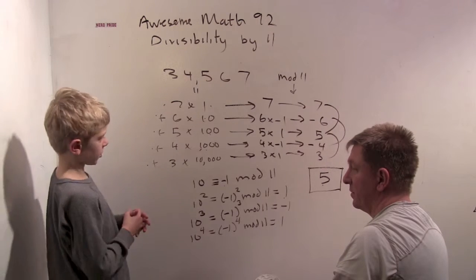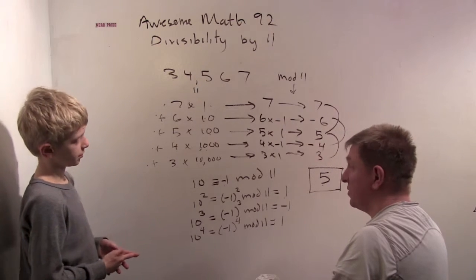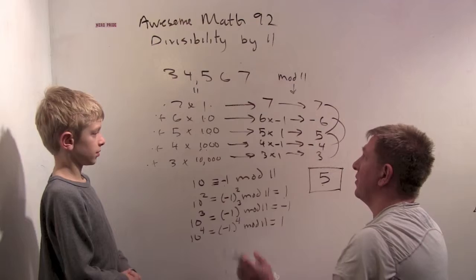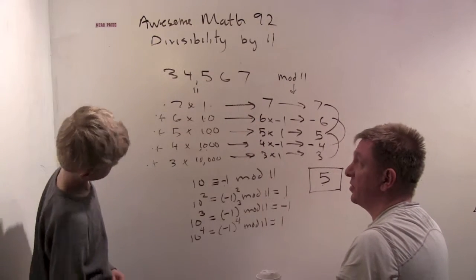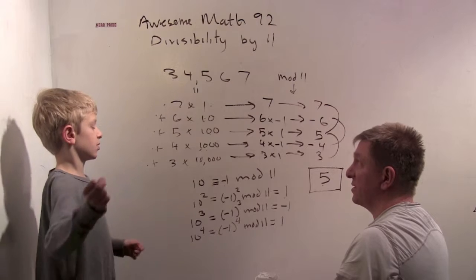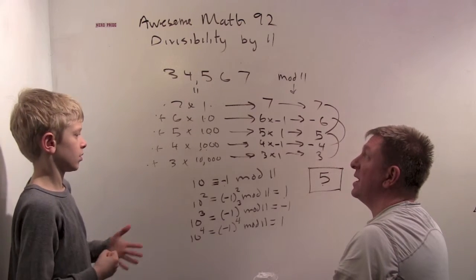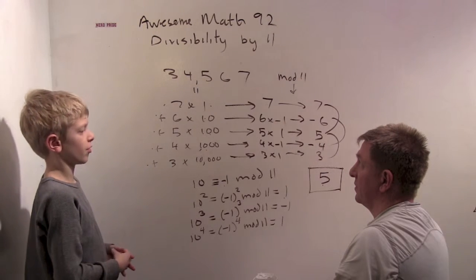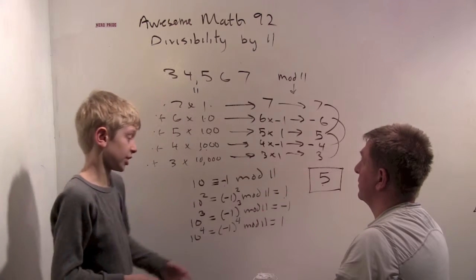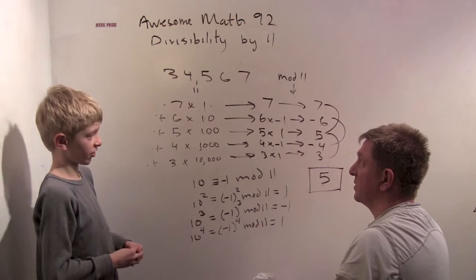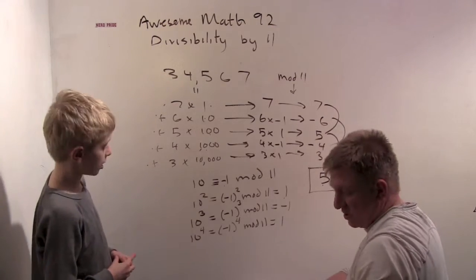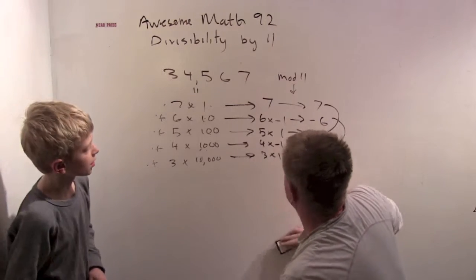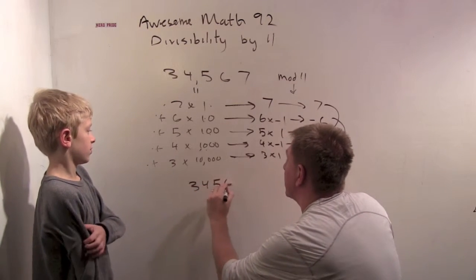But we want it to be congruent to a multiple of 11, and 5 is not a multiple of 11. So 3, 4, 5, 6, 7 is not divisible by 11. What is divisible by 11? Well, you have to subtract 5. So 3, 4, 5, 6, 2 should be divisible by 11, because this should be congruent to 0 mod 11.